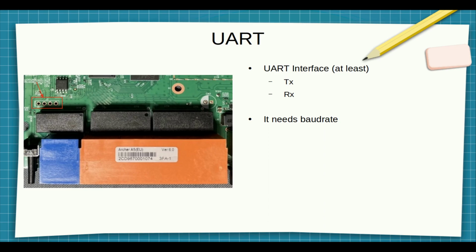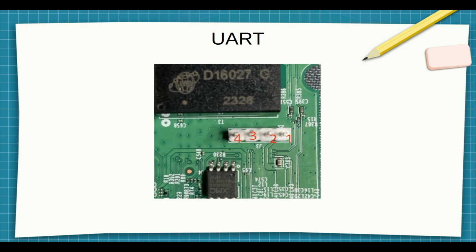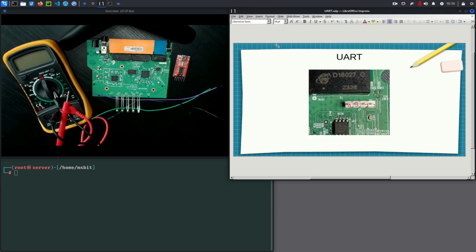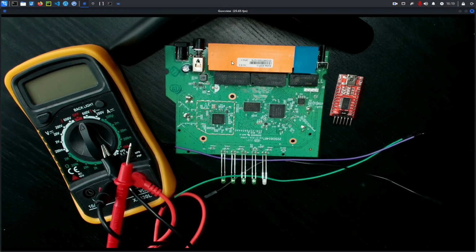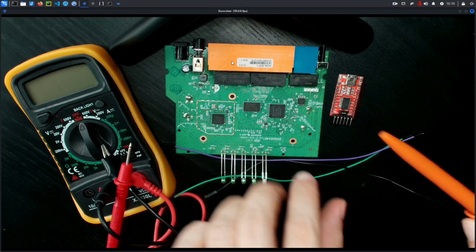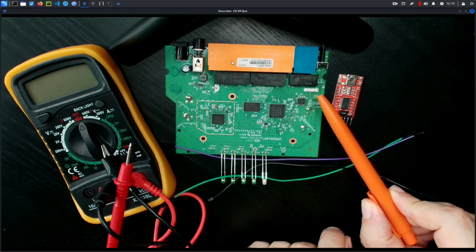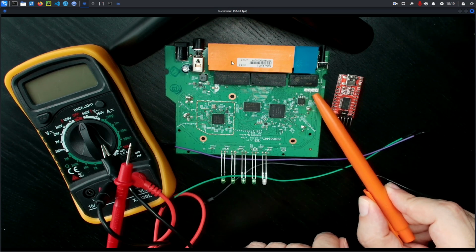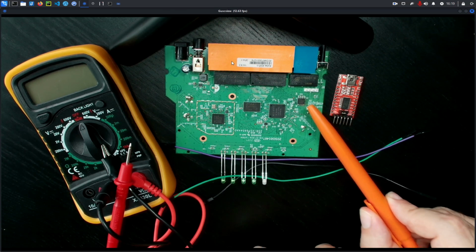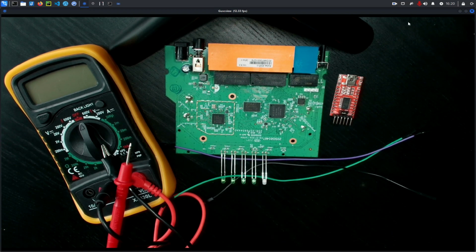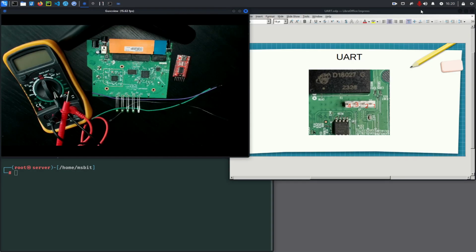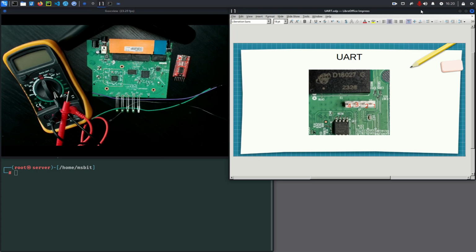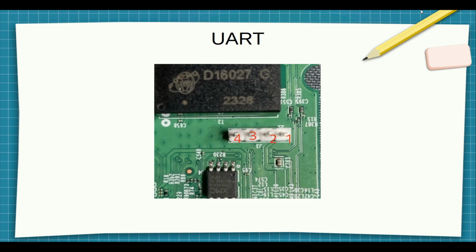To make my life easier, what I did actually, I soldered four pin headers here on the UART. Actually, maybe we can look at this here on the camera. Those are the pins I soldered, just because now it will make it easier if I want to connect to each of these pins. Okay, so what is our task now? Our task now is to identify the functionality of each of these pins.